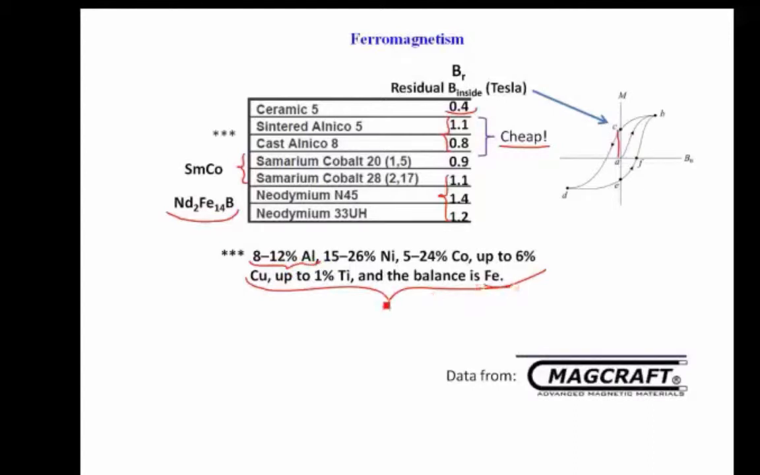So what material science people have done is just kept trying all the various compositions, measuring B residual, and finally working that up to the highest value that they can. This data, by the way, is from Commercial Magnet Company.